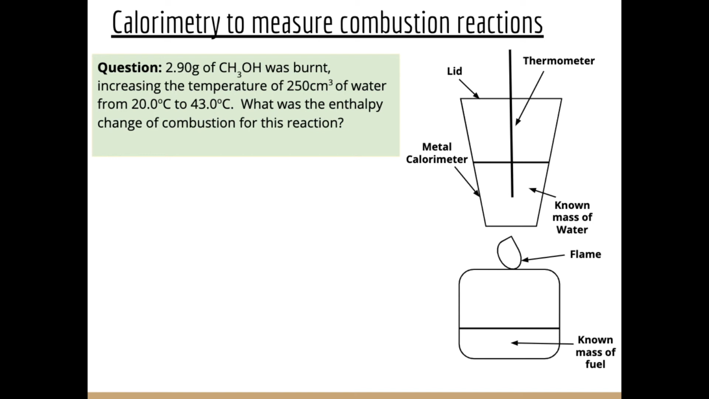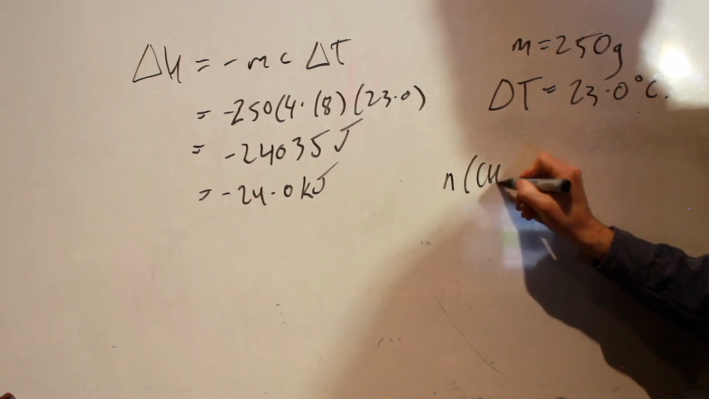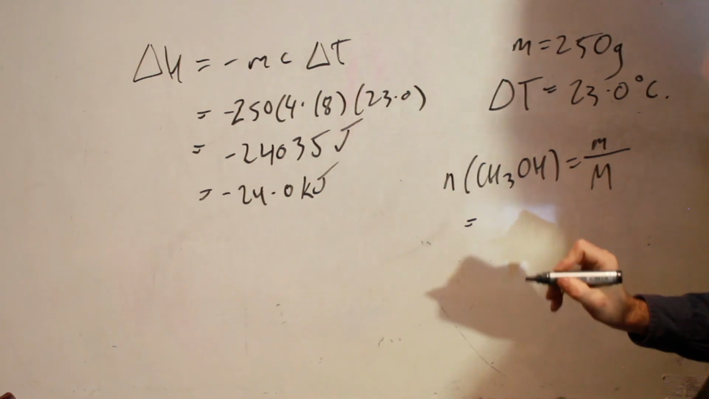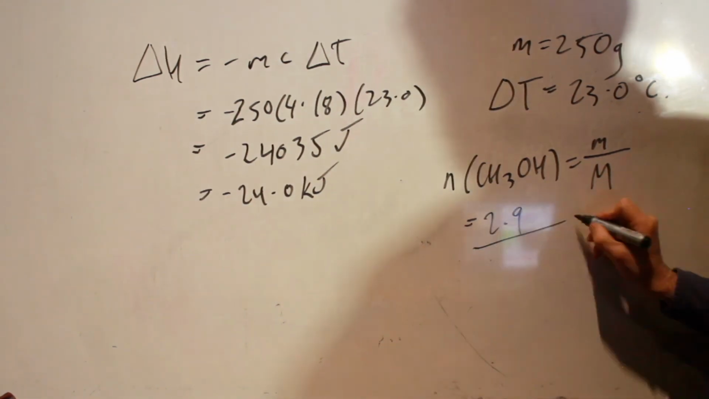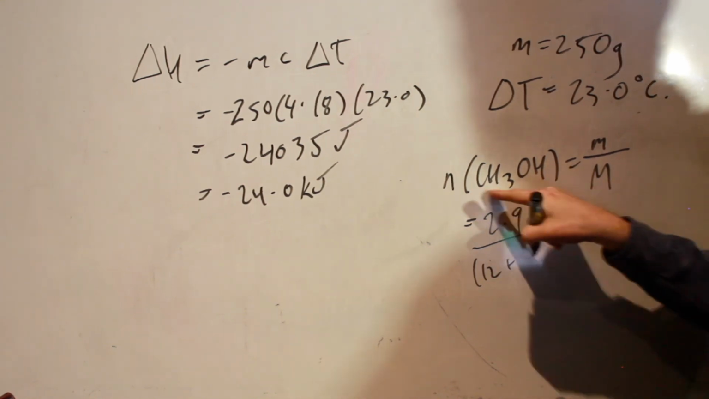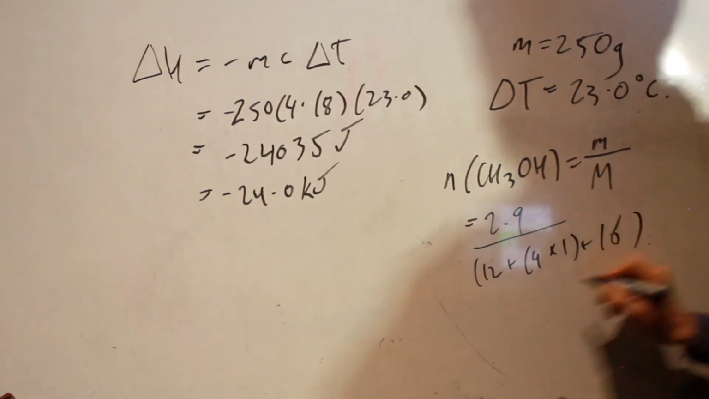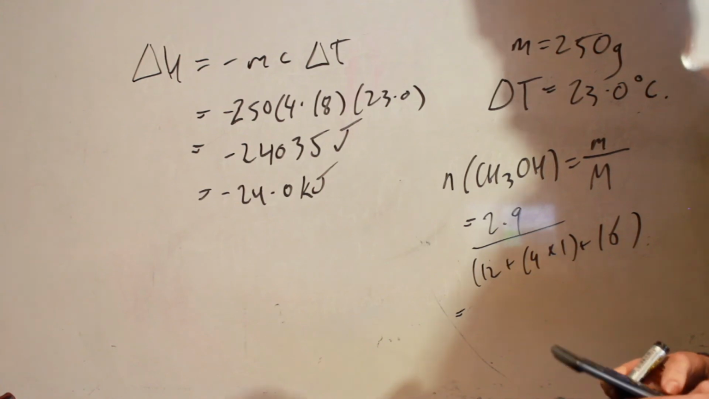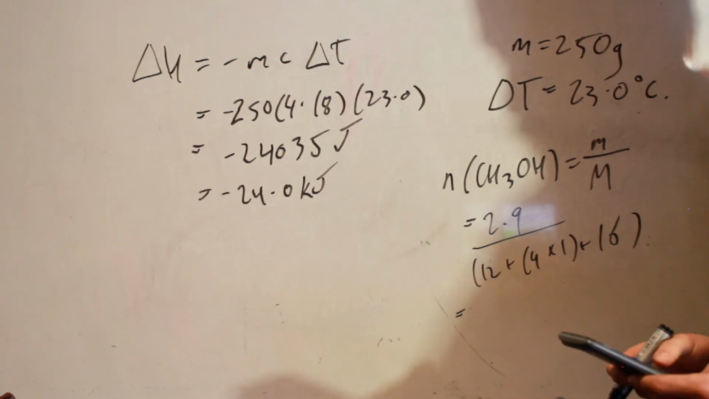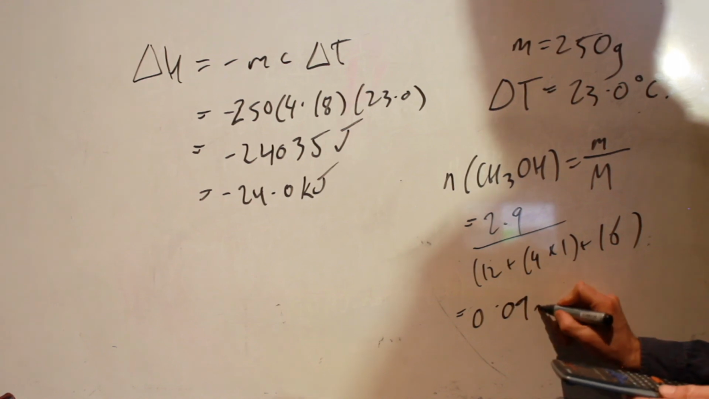We have 2.9 grams of methanol, so we've got to work out the number of moles of the methanol that we have burnt. It's equal to mass divided by molar mass. The mass was 2.9 grams. The molar mass, get these values off the periodic table: carbon is 12, plus four hydrogens, 4 times 1, plus 16 for the oxygen. Punch all that on my calculator, 2.9 divided by 12 plus 4 plus 16. We get 0.09 moles.